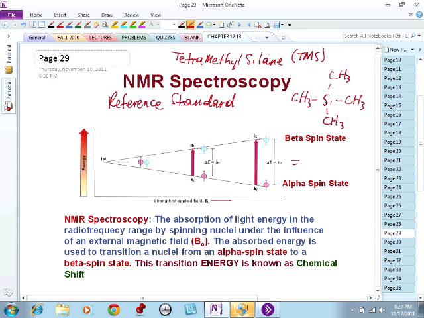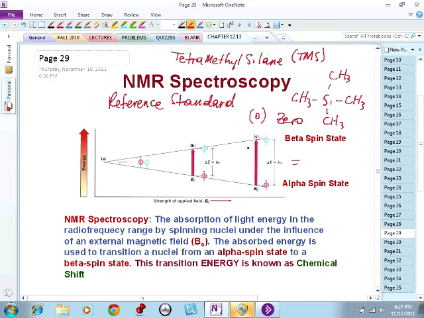by experiment, we know that the chemical shift of the hydrogens in this molecule is much lower than the chemical shift of most hydrogens in organic molecules. So therefore, we arbitrarily assign a value of 0 as the chemical shift of this. So we assign TMS an arbitrary value of 0. And therefore, we reference all other chemical shifts to the TMS signal.